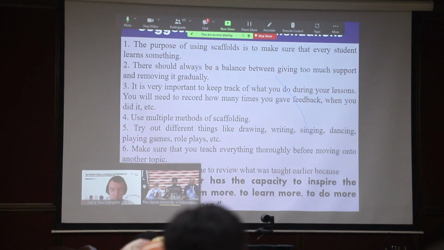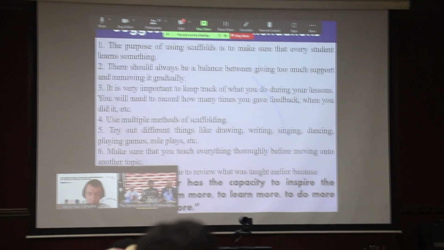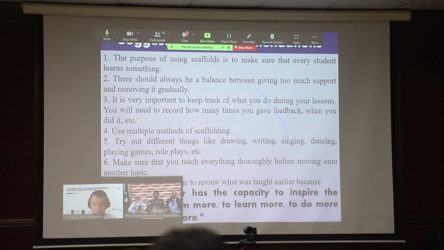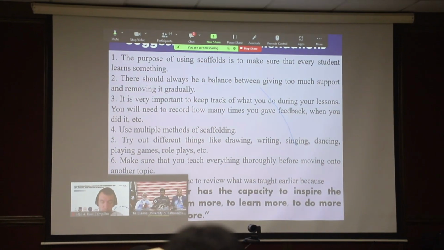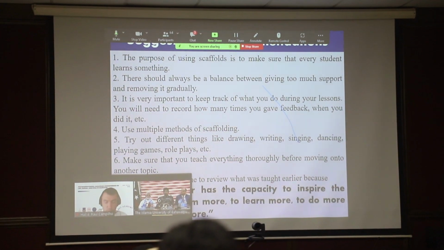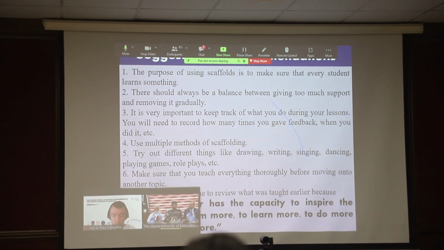Before leaving, I would like to give you some suggestions and recommendations. Dear all, the purpose of using scaffolds is to make sure that every student learns something. There should always be a balance between giving too much support and removing it gradually. It is very important to keep track of what you do during your lessons. You will need to record how many times you gave feedback, when you did it, etc.